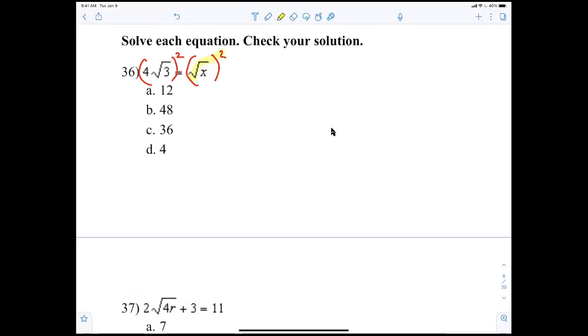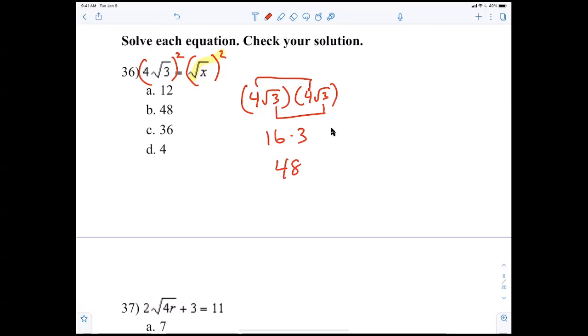All right, so now you just have to remember 4 radical 3 times 4 radical 3. 4 times 4 is what? 16. Radical 3 times radical 3 is 3. So 16 times 3 is 48. 48 was correct. All right, everybody okay with that?